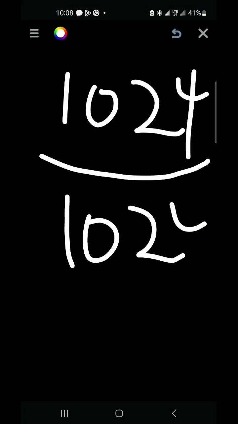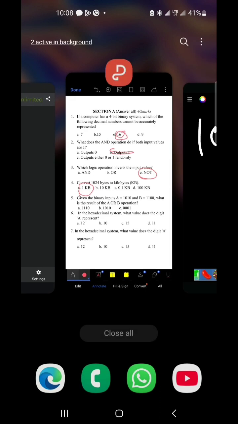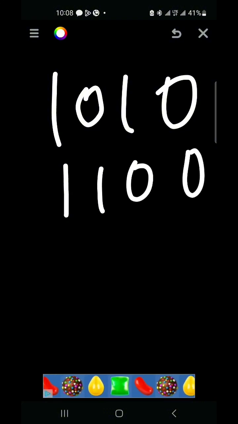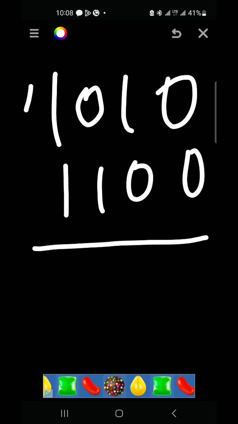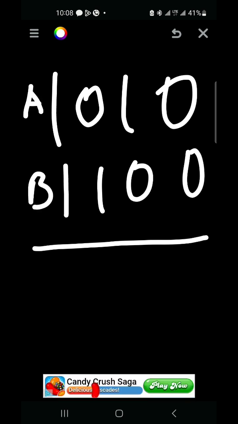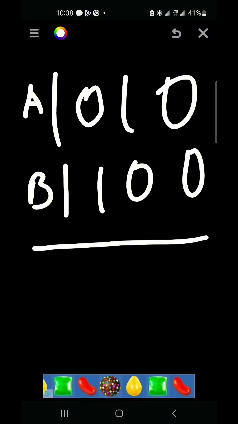Okay, so we have our first input as 1010, and the second one is 1100. Okay, good. So let's try this. This is the input A and input what? B.